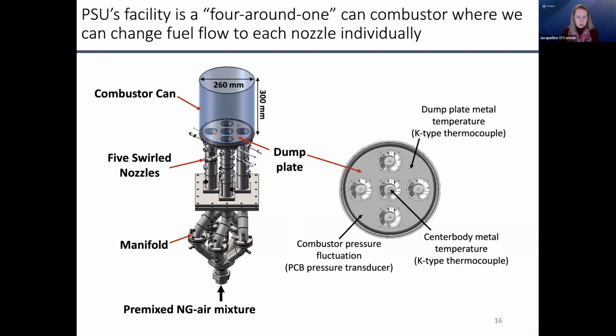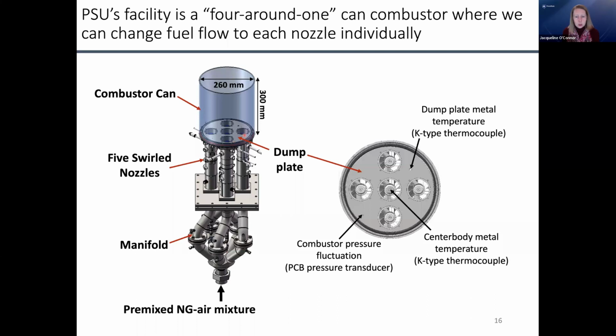So there are 4 nozzles on the outside and 1 in the center. You can see this is the top view here. They have swirling flow injectors here. And we can either have a pre-mixed mixture of natural gas and air come into this manifold and split, or we can put the fuel directly into the nozzles like they were designed and have a partially pre-mixed mixture.